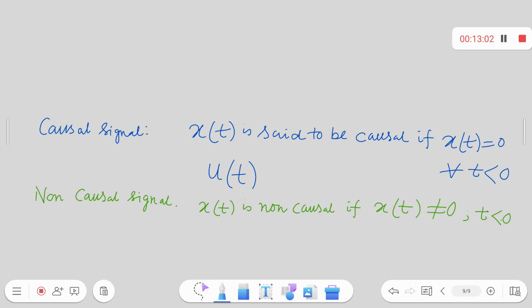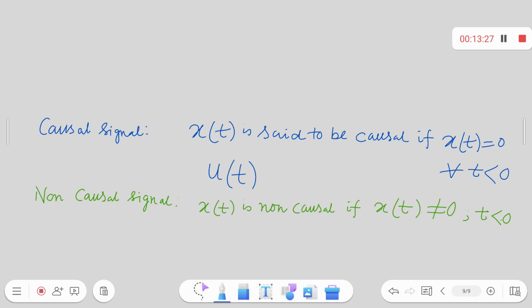So if for all t less than 0, x equal to 0, we call the signal a causal signal. If for some t less than 0, x is non-zero, I mean if this first condition is not satisfied, we call it a non-causal signal. Now nothing is mentioned about t greater than 0.